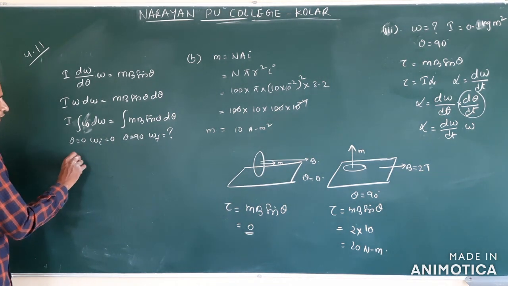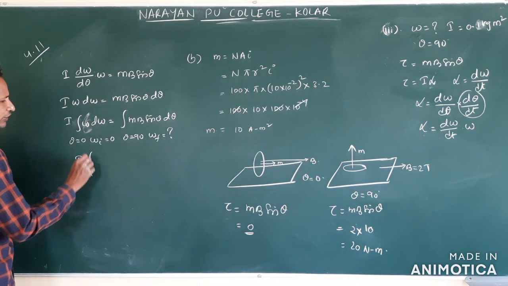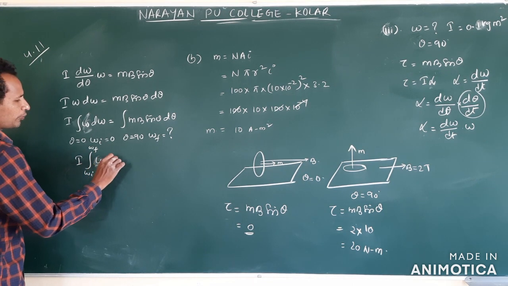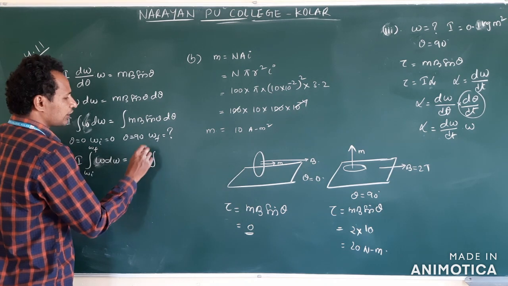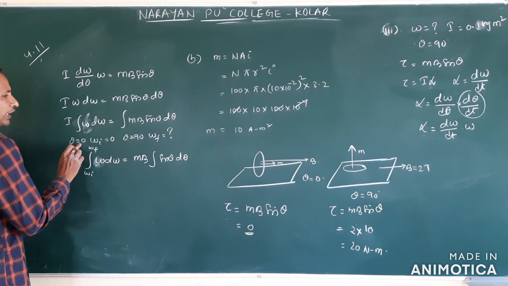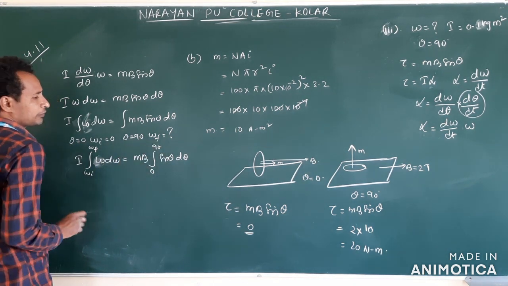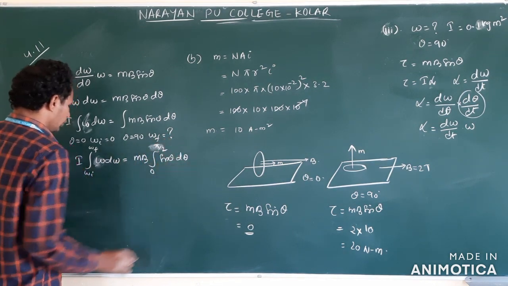Now this moment of inertia I is constant. We can write, from initial to final limits, omega d omega is equal to, in this mB is constant, integration of sin theta d theta. What is the angular displacement limits? 0 to 90, or you take it pi by 2.